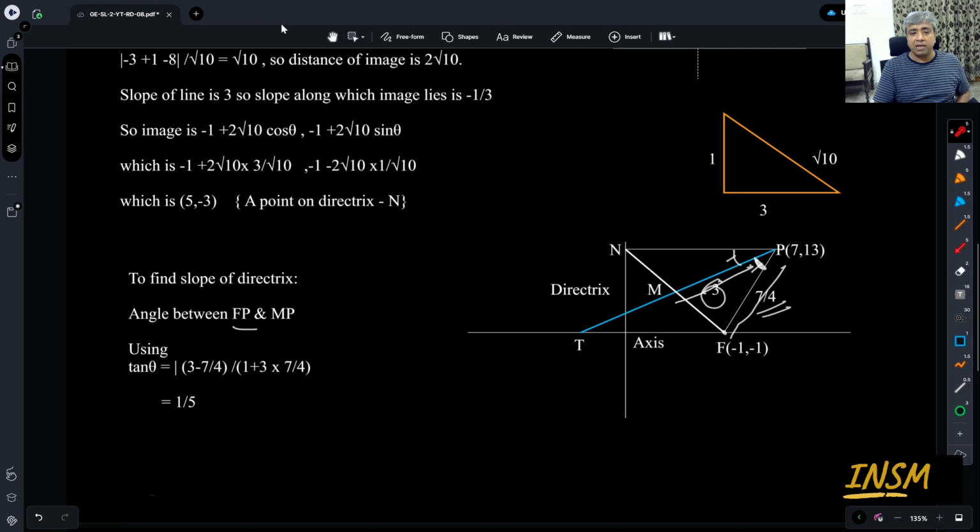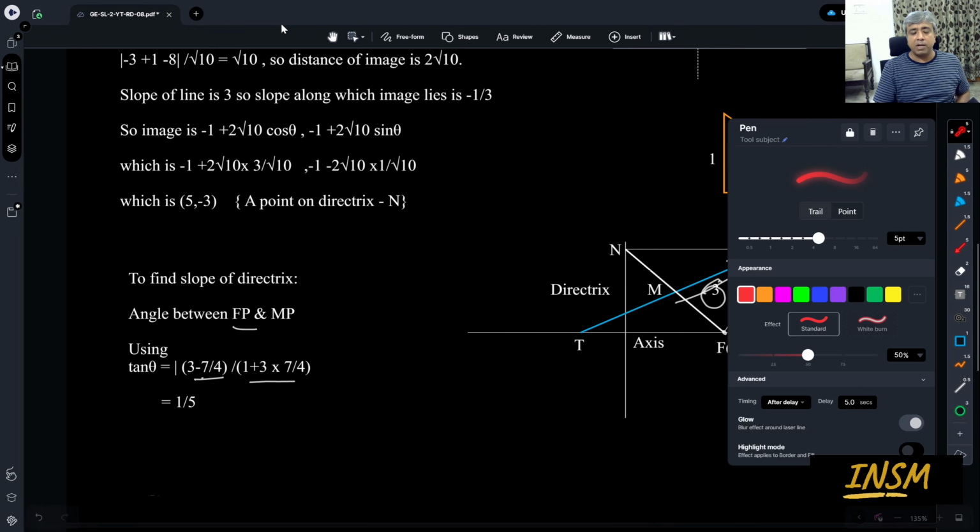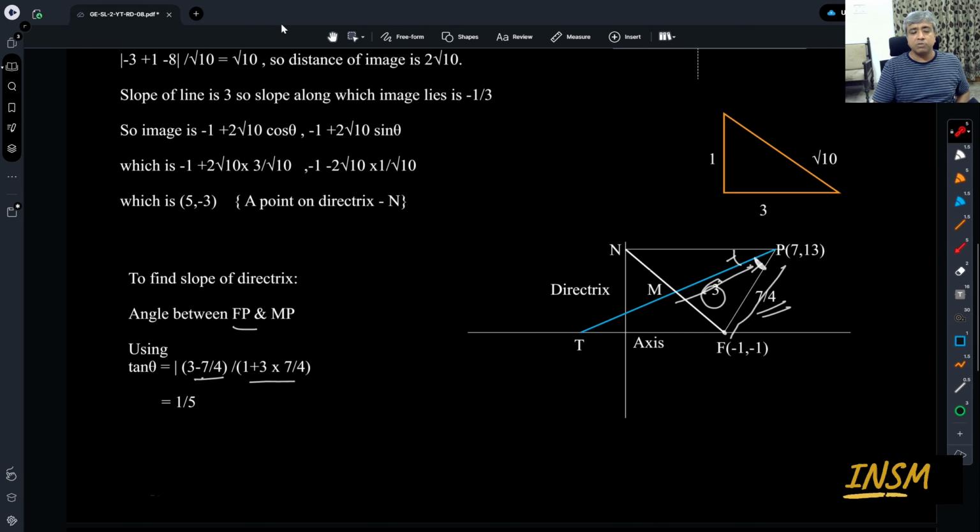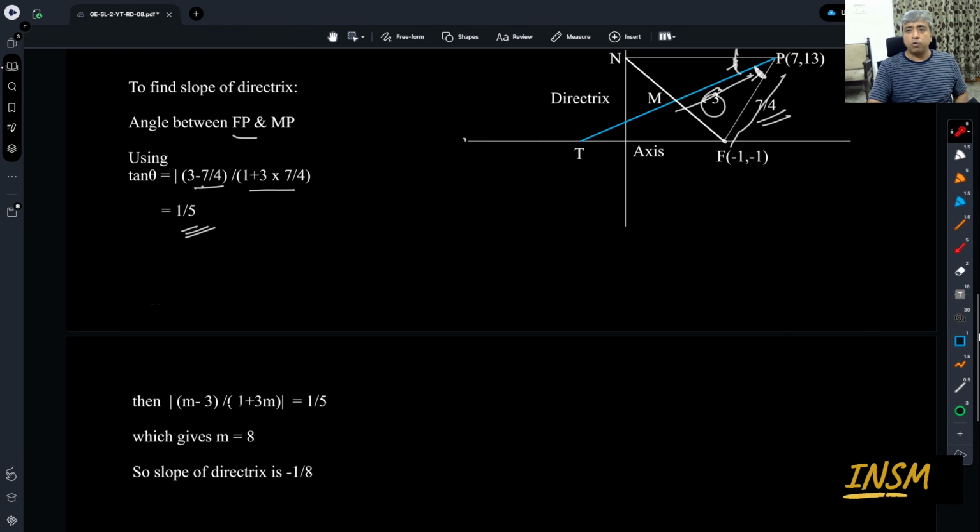So we apply tan theta equals 3 minus 7 by 4 upon 1 plus 3 multiplied by 7 by 4, which comes out to be 1 by 5. So tan theta of this angle is 1 by 5. So tan theta of this angle should also be 1 by 5. Okay, what we do now is we apply the same tan theta between the slopes of NP and MP. Let the slope of NP be m. So m minus 3 upon 1 plus 3m should be 1 by 5.